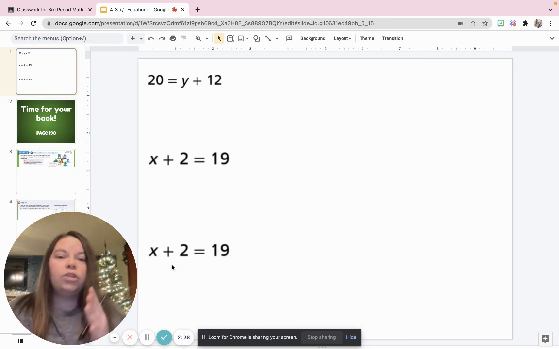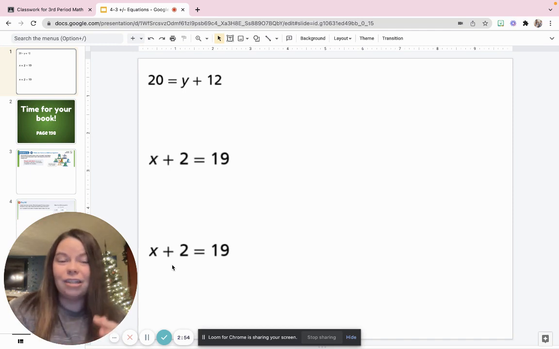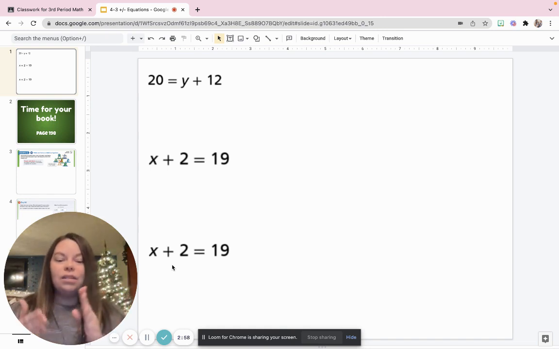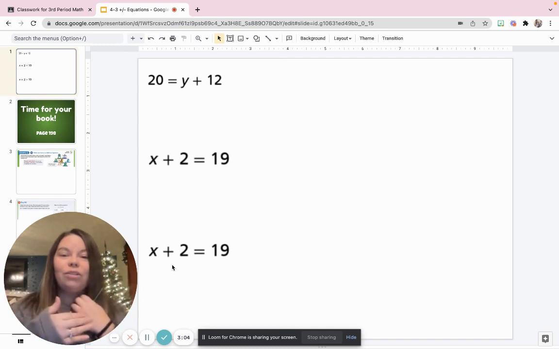So if you're going to do an equation, like an addition equation, the only way to undo it is by doing the opposite. So what's the opposite of addition? The opposite of addition is subtraction, right? What's the opposite of subtraction? Addition. Good. Okay, so addition and subtraction are opposites. They undo each other, okay? And so you have to know that.